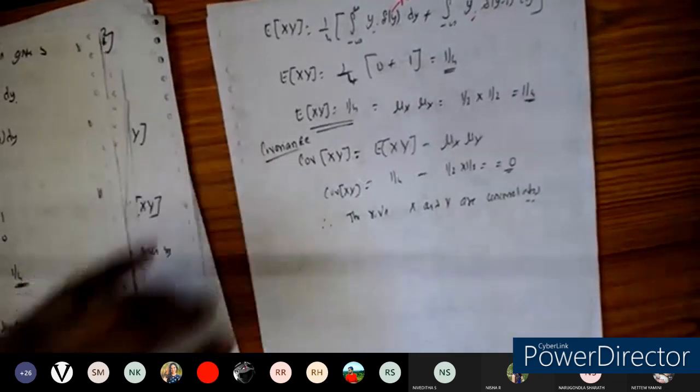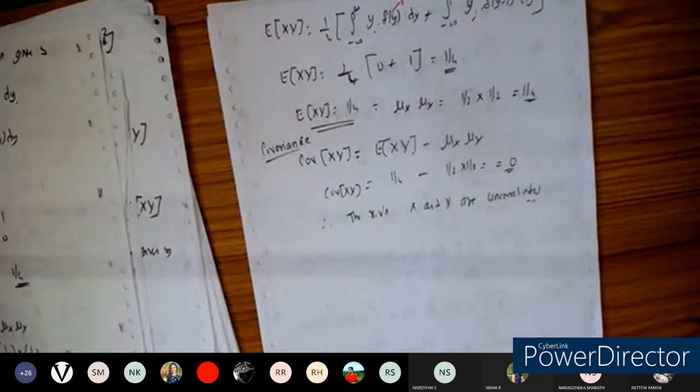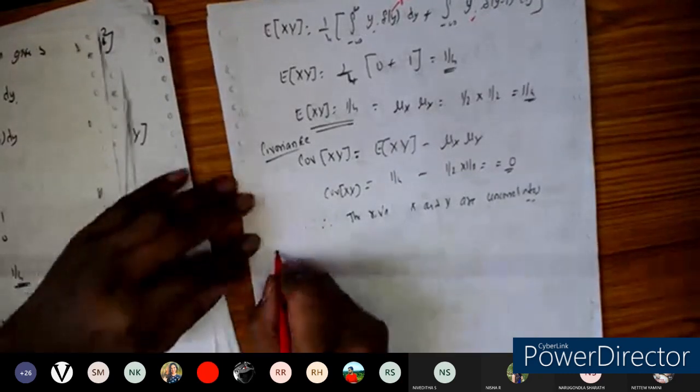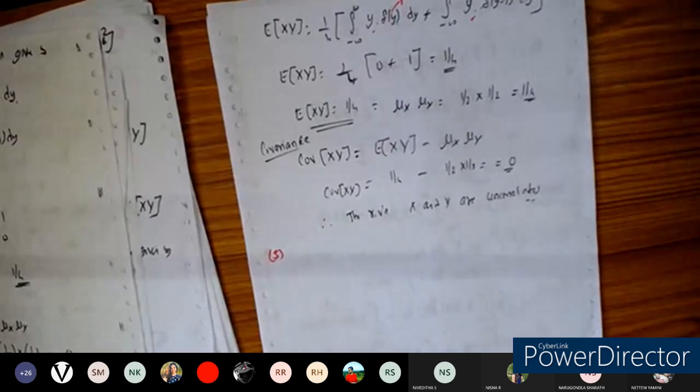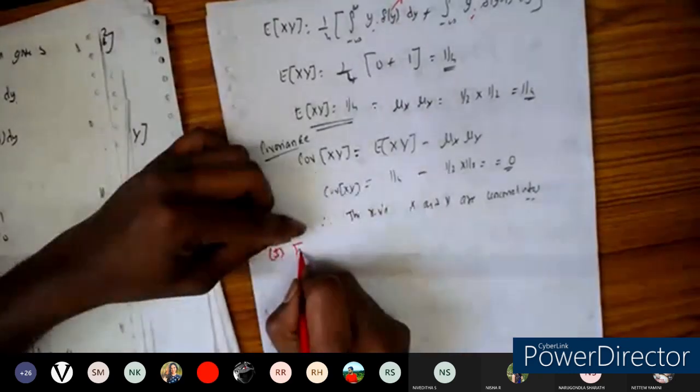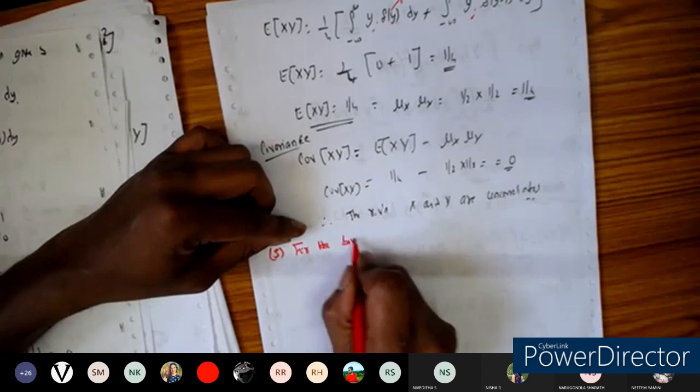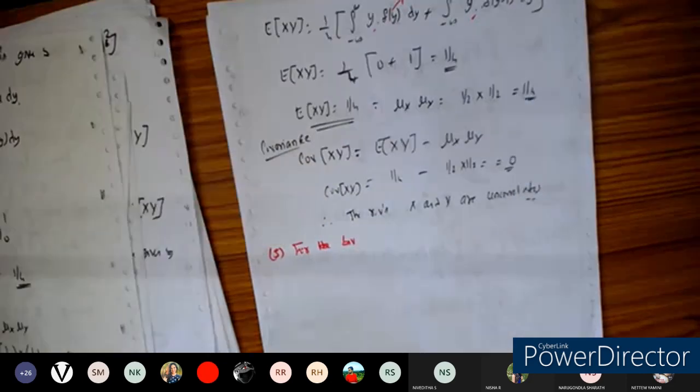Right, done. Okay, so take the next problem. Got it, right? So this is problem number 3. For the bivariate random variables x and y.